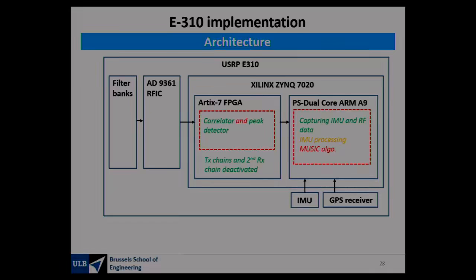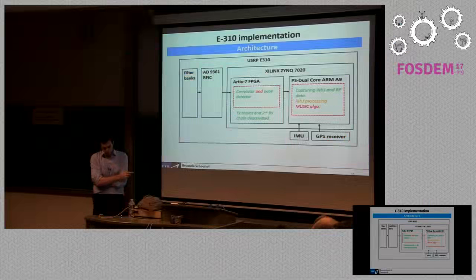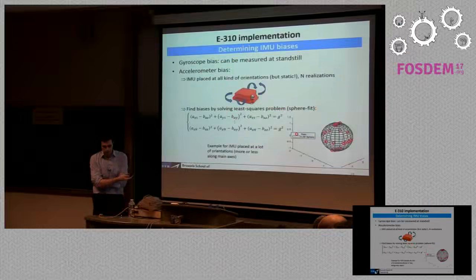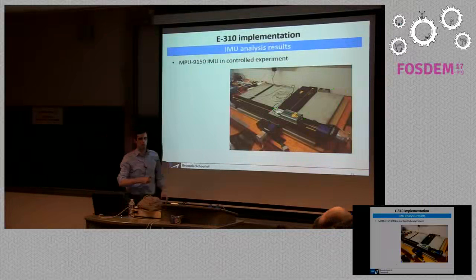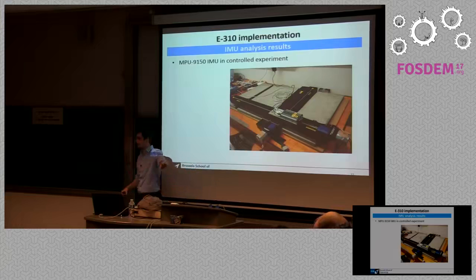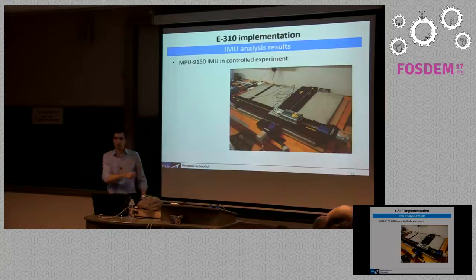So I'm going to skip a few slides here because they're really not that interesting. We did this control experiment where we put the E310 on an XY positioner and we moved it. This is a very precise positioner, so we know exactly how much we moved it. So we could see how our IMU processing does compared to the real movement.